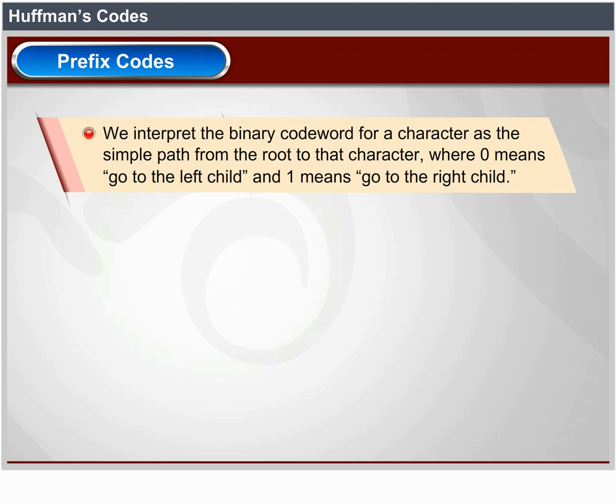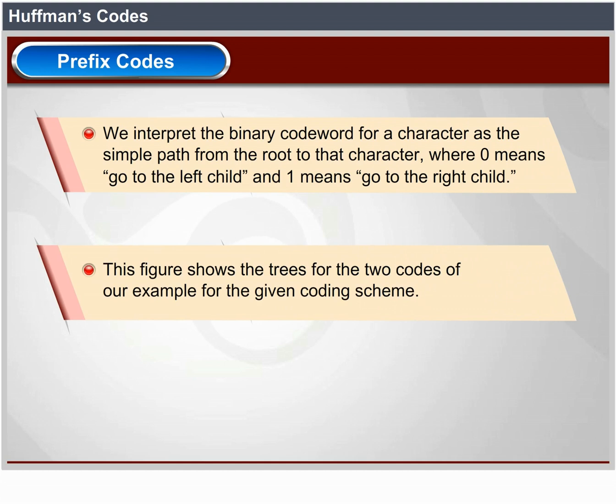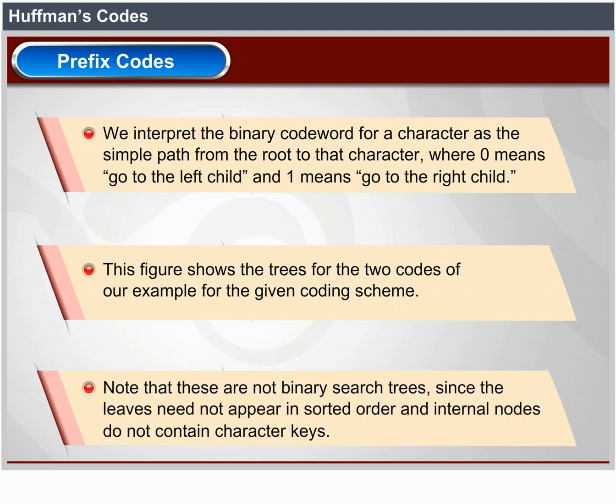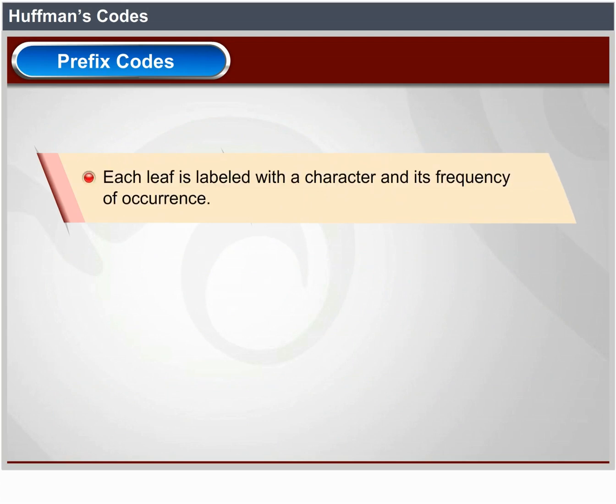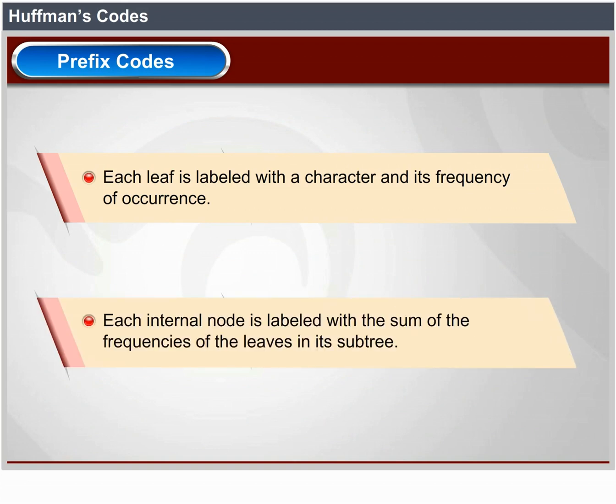This figure shows the trees for the 2 codes of our example for the given coding scheme. Note that these are not binary search trees, since the leaves need not appear in sorted order and internal nodes do not contain character keys. Each leaf is labeled with the character and its frequency of occurrence. Each internal node is labeled with the sum of the frequencies of the leaves in its subtree.